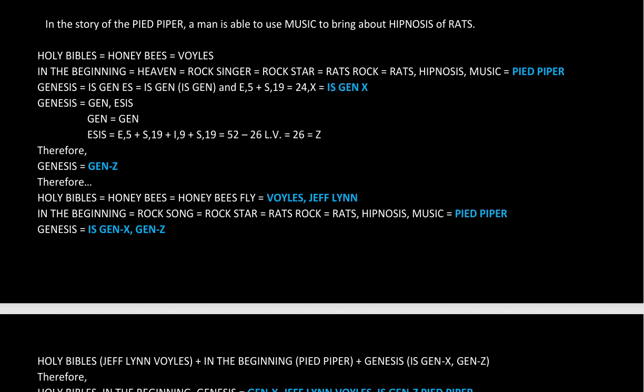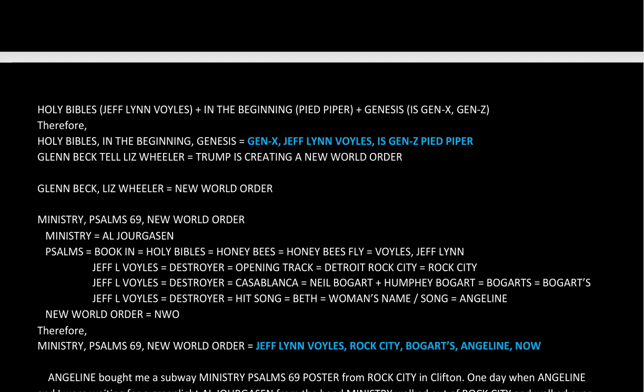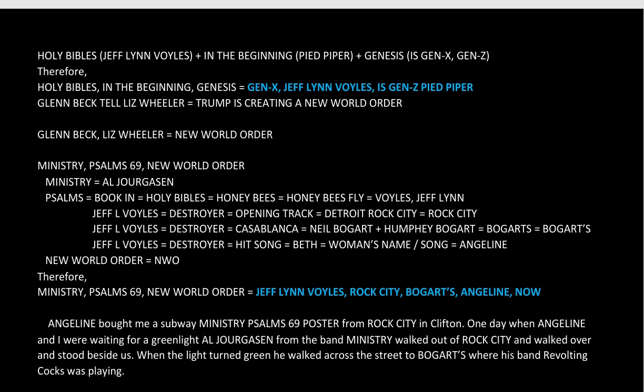Holy Bibles equals honeybees fly equals Voiles Jeff Lynne. In the beginning equals a rock song equals rock star equals Rats Rock equals rats hypnosis music equals Pied Piper. Genesis equals is Gen X Gen Z. So what we get from all this is Holy Bibles in the beginning, Genesis translates to Gen X. Jeff Lynne Voiles is Gen Z Pied Piper.